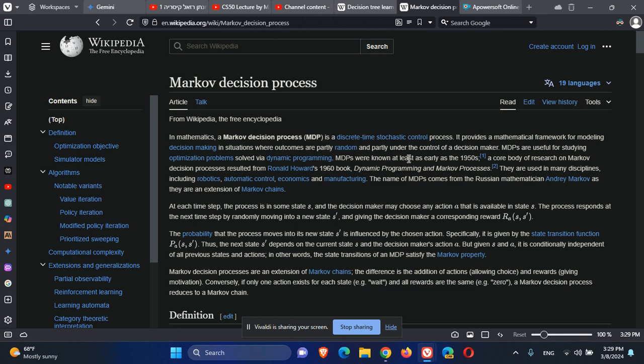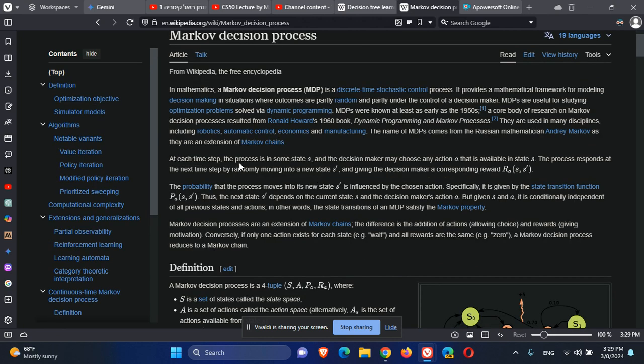MDPs were known at least as early as 1950, a core body of research on Markov decision process resulted from book Dynamic Programming on Markov Process. They are used in many disciplines, including robotics, automatic control, economics, and manufacturing. The name of MDPs comes from the Russian mathematician Andrei Markov, as an extension of Markov chain.